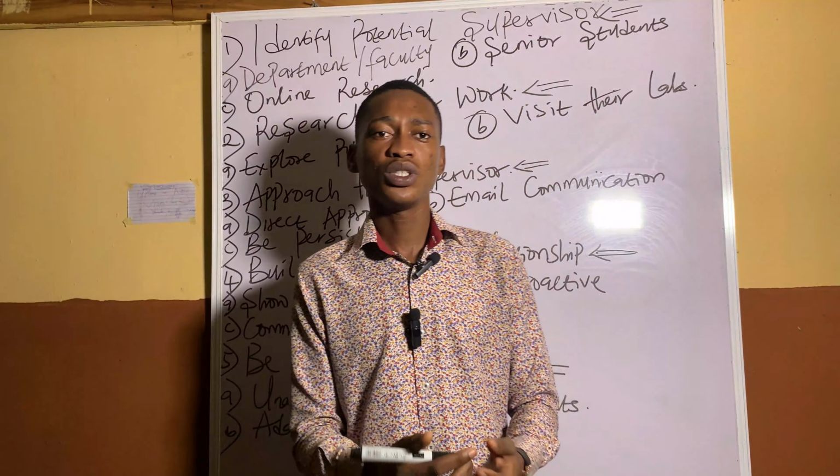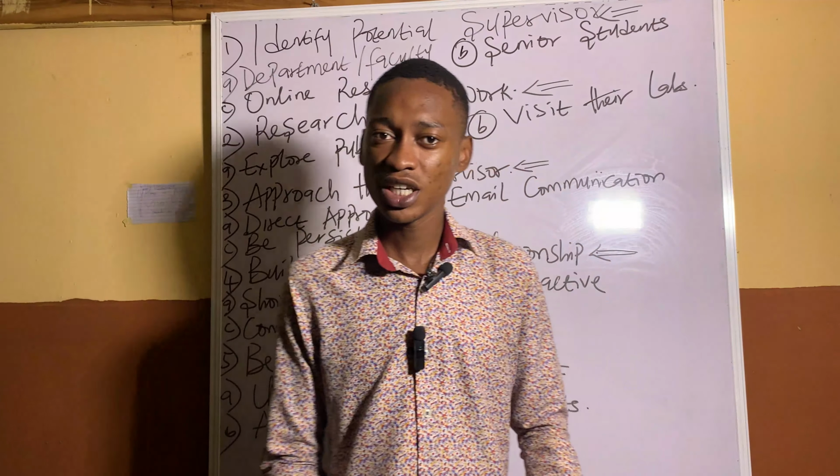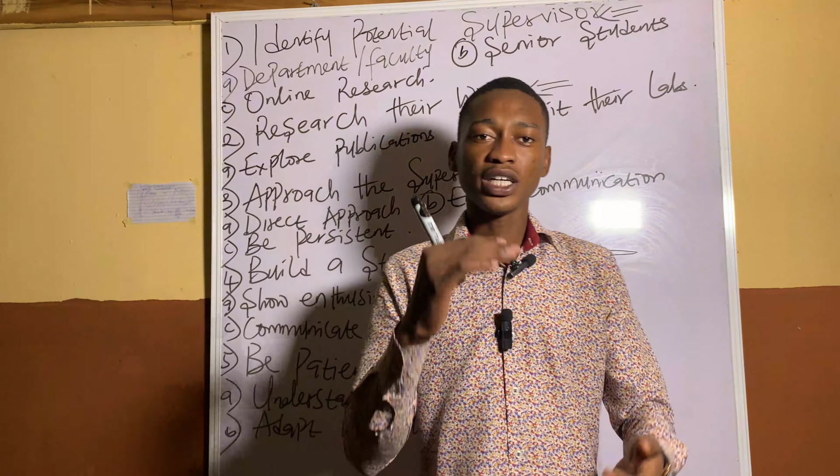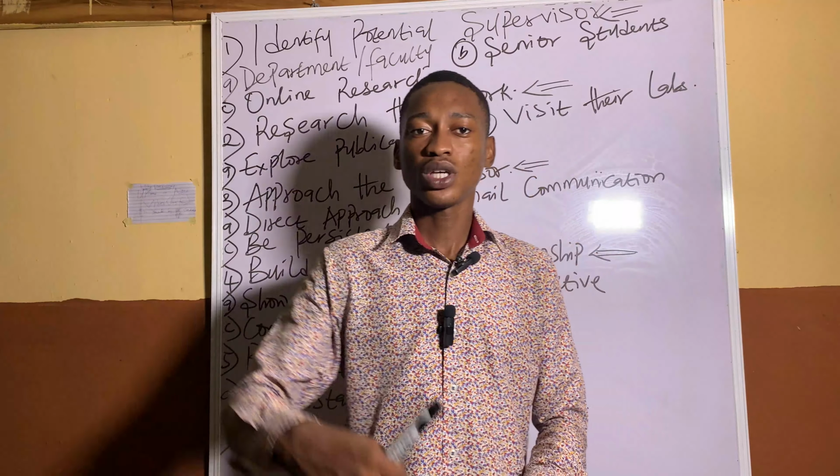Now, by then you begin to see that you've done the first step, which is what? Identifying your potential supervisor. The next thing is researching their work. This is what I just finished talking about. Explore publications. Remember, I told you to go to ResearchGate and Google Scholar. Look at their first 15 research articles. Try to study them, try to read them. Look at what they're interested in. Look at their research questions and their research answers. Try as much as possible to get to know what these particular men are interested in.